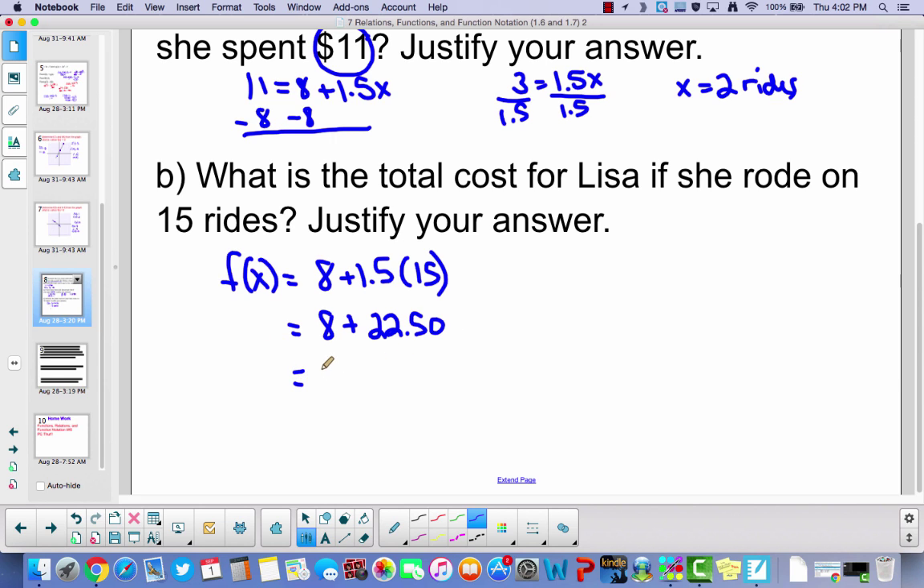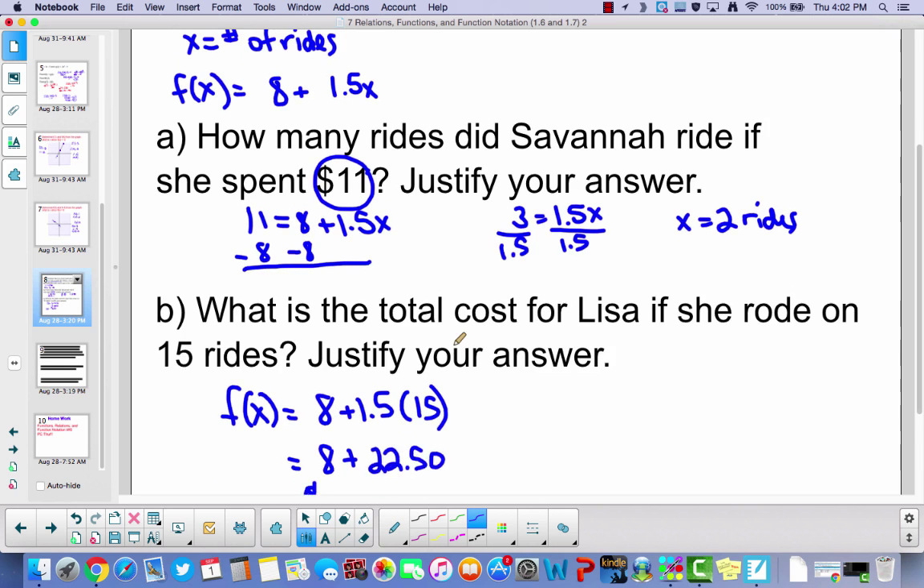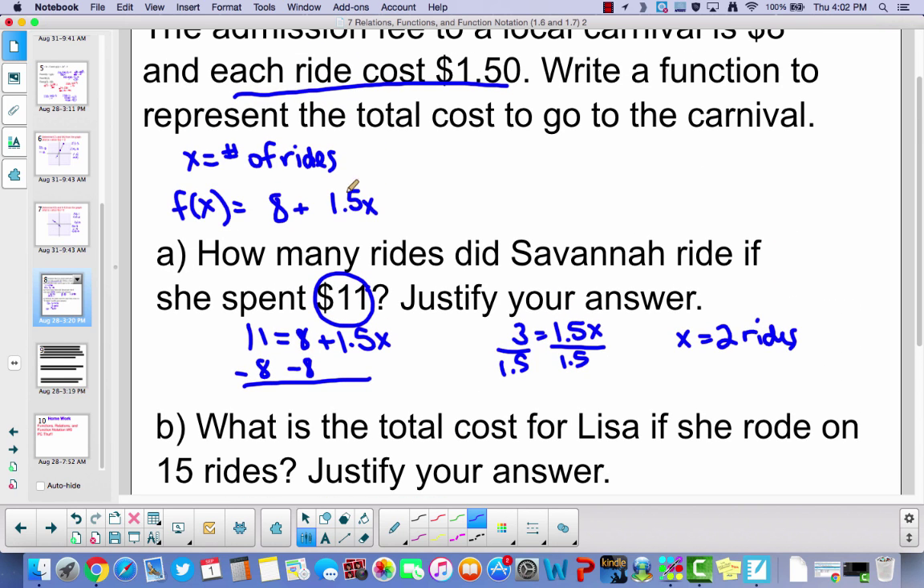When I add those two together, I get $30.50. Since this is money, I need to make sure I put a label on it. So her total cost is $30.50. It costs her $8 to walk into the carnival and $22.50 to ride 15 rides. So we need to make sure that we realize this is our cost function.